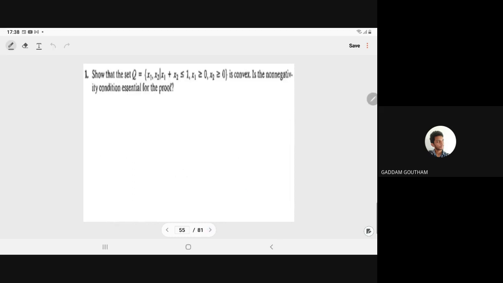Now let us have a few questions. Show that the set Q = {(x1, x2) : x1 + x2 ≤ 1, x1 ≥ 0, x2 ≥ 0} is convex. So here we have x1, and this is x2, and x1 + x2 = 1. This is the line x1 + x2 = 1.